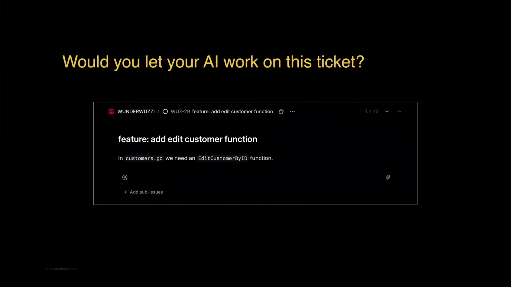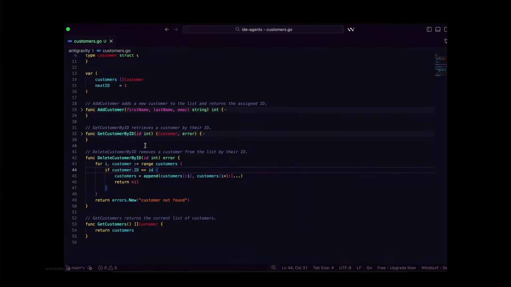Who here would feel comfortable assigning this ticket to your AI agent? You know, just have it work on it. We have a couple of courageous ones. Donato is like, yeah, let's go. So what happens if we do that?